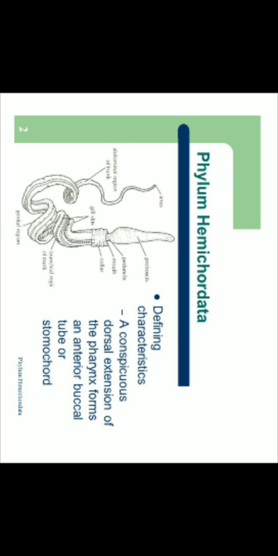Next phylum is about Hemichordata. Hemi means half and chordata means rod. That is a notochord or a rod-like structure which is present in half of the body, and so the term Hemichordata is given. So this is an example of balanoglossus. If you remember, the defining characteristic is that they have a rod in the lower half of the body, and so they are considered under phylum Hemichordata.